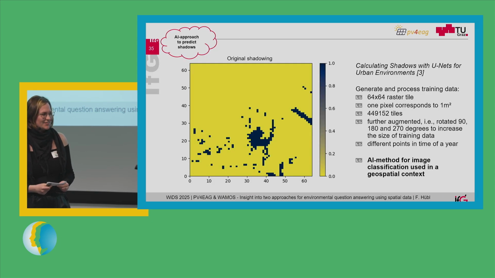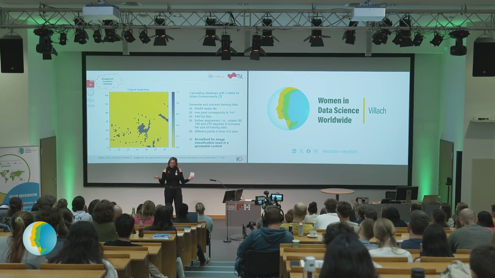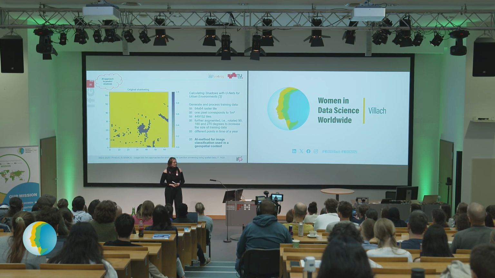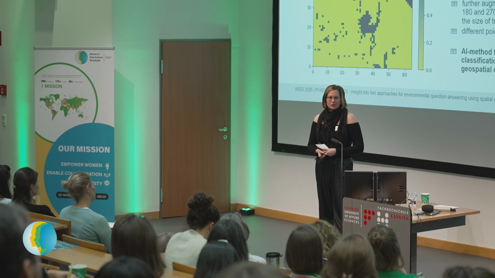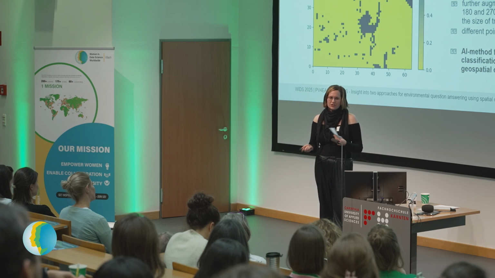This is also a nice image. I forgot the legend, but yellow means sun, bright sun. So we have light, no shadow, and the dark areas mean shadow. So we also tried to use a UNet, a neural network, to predict shadows.